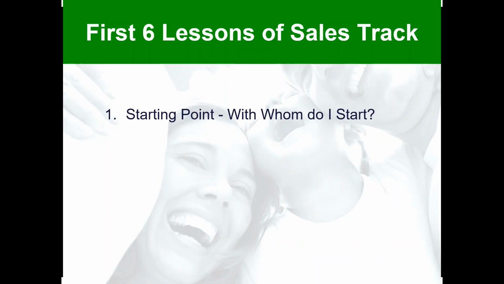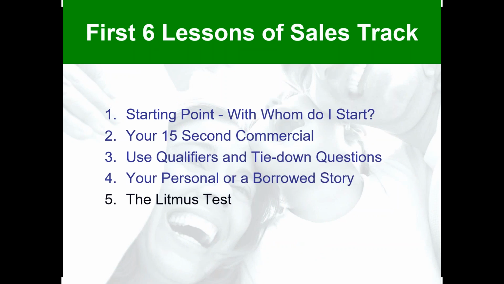A quick review of what we've been chatting about over the past few weeks is the sales track. What we've really been targeting is the sales side, and there are 6 major steps to sales track. Step number 1 is the starting point. With whom do I start? This is really identifying and creating your target list, or your list of people that you know. That is the start of your database. And from here on out, anybody and everybody that you meet goes into that database. Your database should be growing every single day.